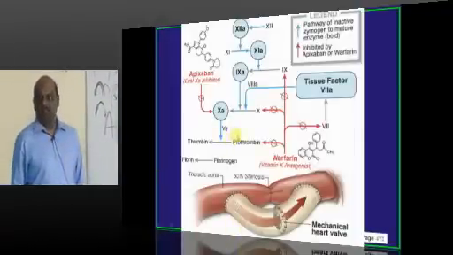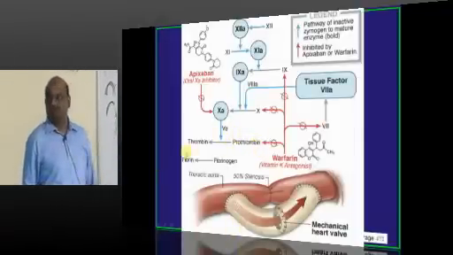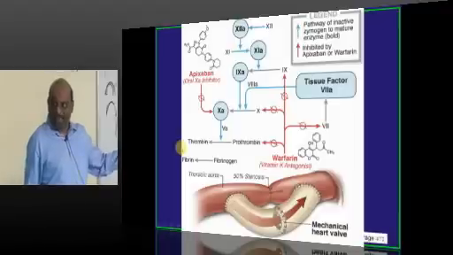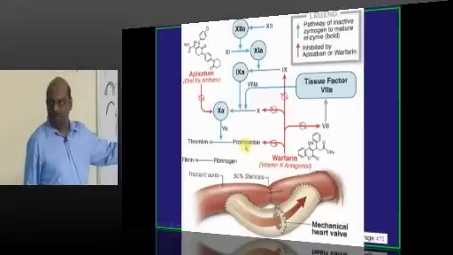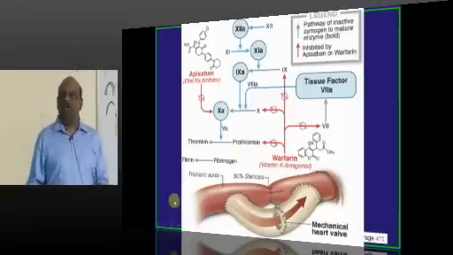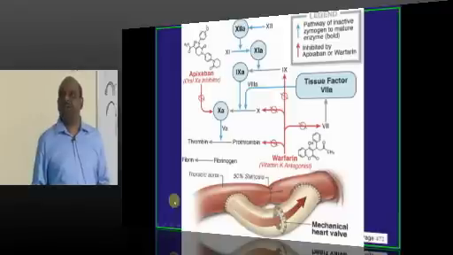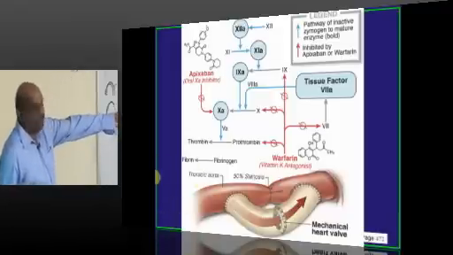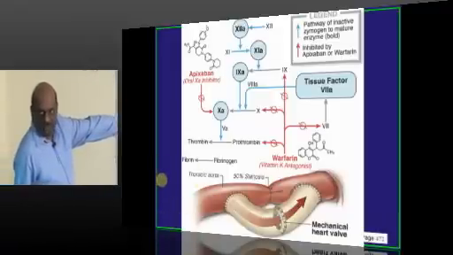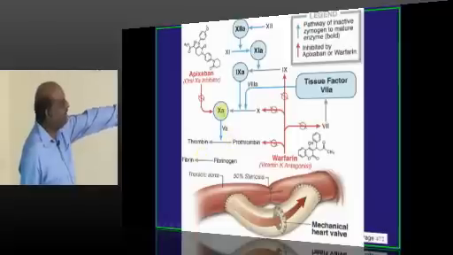Typically, factor 2 is called thrombin. Active factor 2 is thrombin, inactive form is prothrombin. All effort of the intrinsic and extrinsic pathway is what? Ultimately to convert prothrombin to become thrombin. For that you require factor 5 and 10.